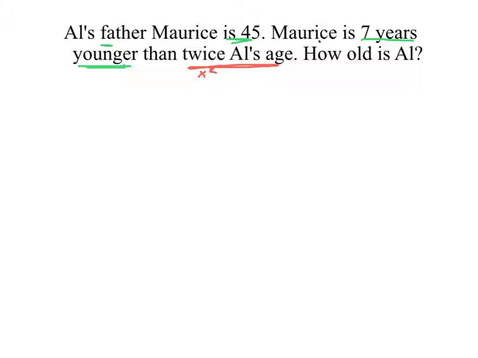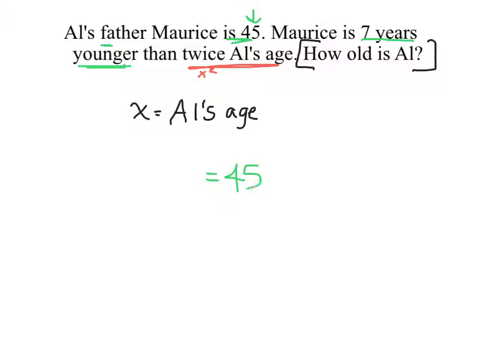The question is asking for how old is Al. I'm not comparing anything here, so I'm not going to use a proportion. I'm going to identify my variable. I want to know Al's age. Well, I know the total amount here is that Maurice is 45, so I'm going to set my equation equal to 45. I know that 45, Maurice is 7 years younger, so I'm going to be subtracting 7 from something.